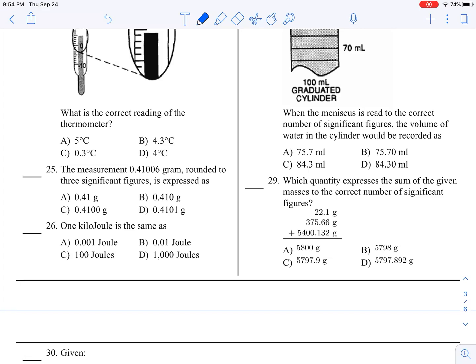The measurement, 0.41006 grams, rounded to 3 sig figs. Okay, so that's 0.410. The 0 cannot round that up, so 0.410.